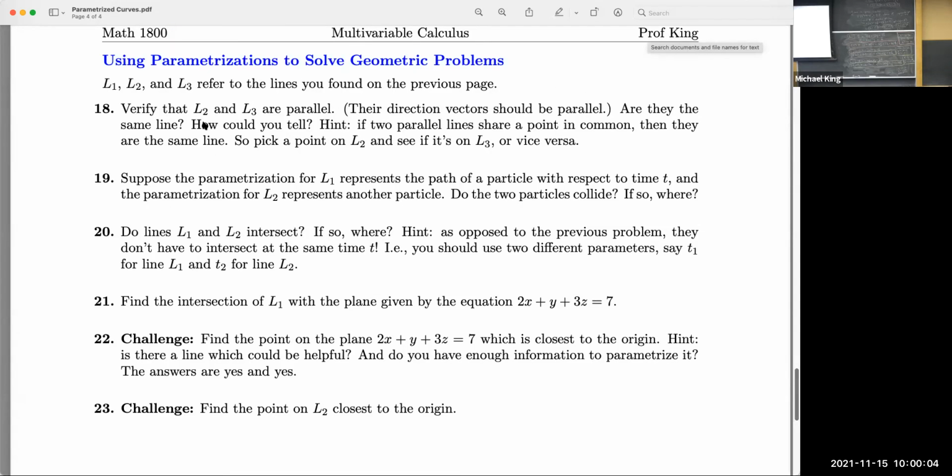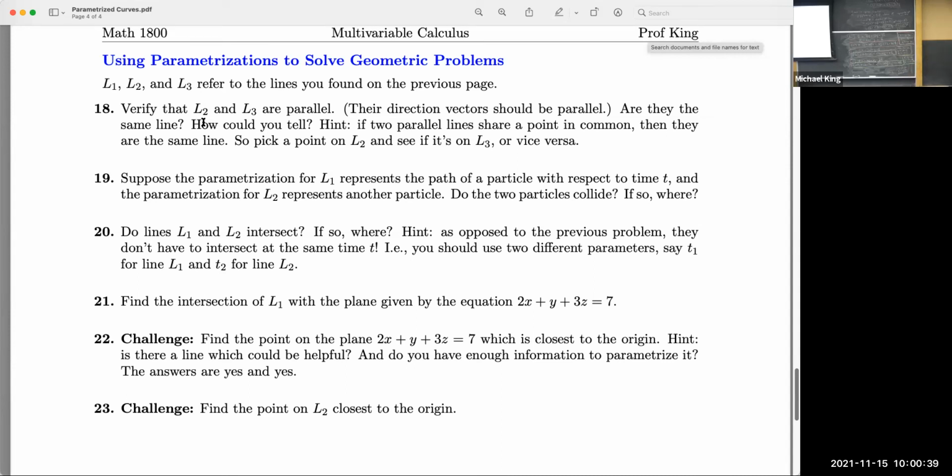So number 18 here, they're definitely parallel because the two vectors are parallel. So they point in the same direction. And they might be the same line if a point, like the point -440, is on L2. That's one of the original points. And so if you set that equal to XYZ in the parameterization and you get the same T, that means that point does lie on that line. It turns out it does, right? That's what you guys just found out. It turns out L2 and L3 are the same line in disguise.